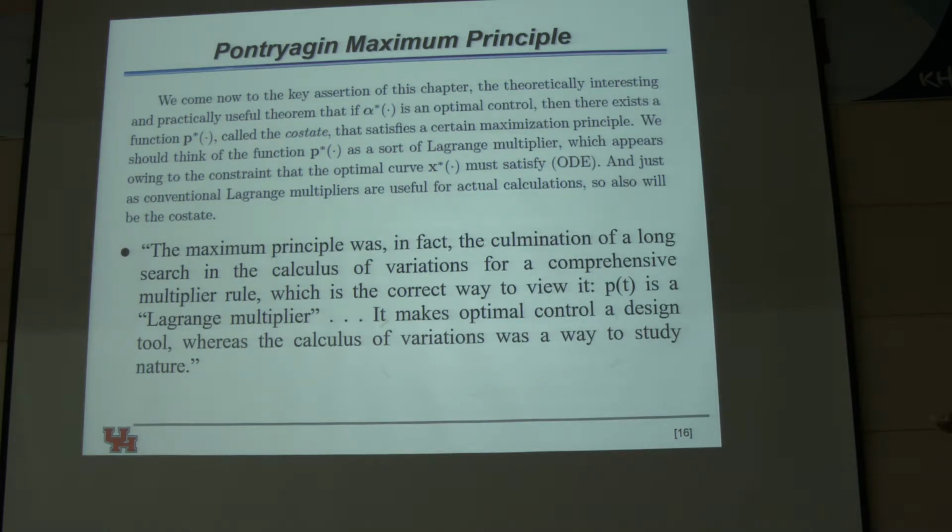Okay, so here's the summary for the Pontryagin maximum principle. Theoretically, if alpha is the optimal control, there is a function, called the costate, that satisfies a certain maximal principle. We should think of this function as a sort of Lagrange multiplier, which appears owing to the constraint that the optimal curve satisfies the ODE, just as conventional Lagrange multipliers are used for extremal calculation. This is also called a costate.